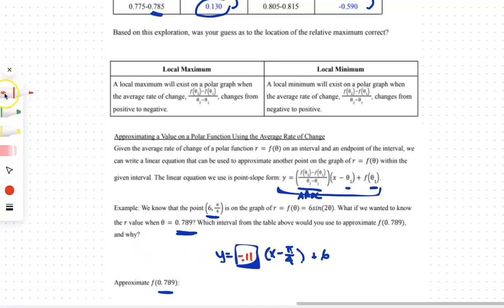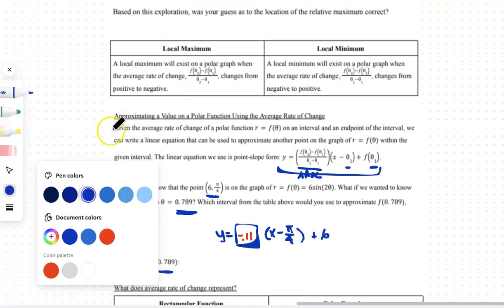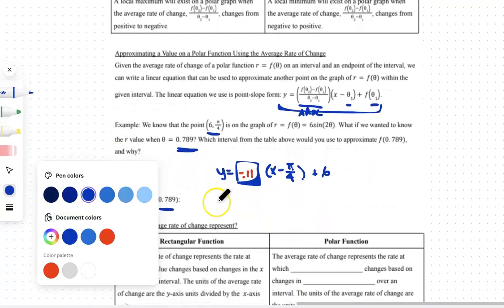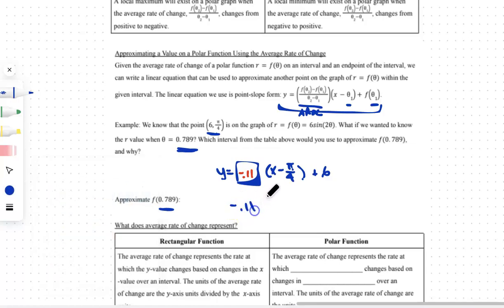And this is a secant line, and we can use the secant line to create what we call a secant line approximation. And with my calculator, I could say negative 0.11 times (0.789 minus pi over 4), and add 6. I'm going to do that on my calculator as we speak. Negative 0.11 times open parenthesis 0.789 minus pi divided by 4, close parentheses, add 6, and I get an approximation. Oh my gosh, you guys. The approximation is 5.9996. So it's not very different than the actual output at pi over 4.